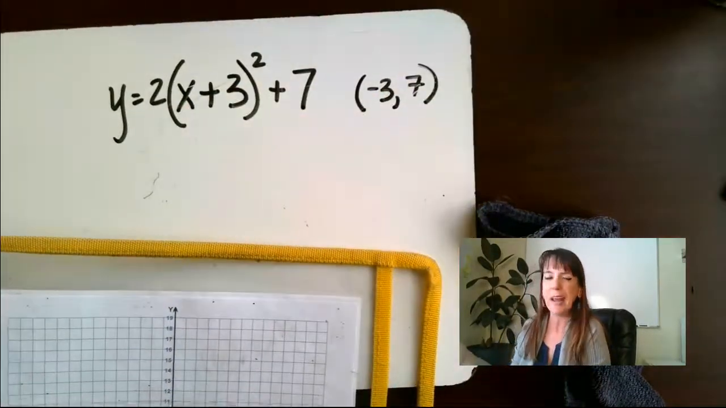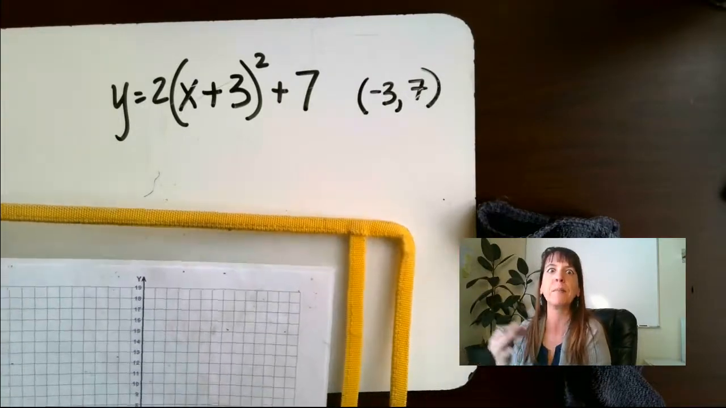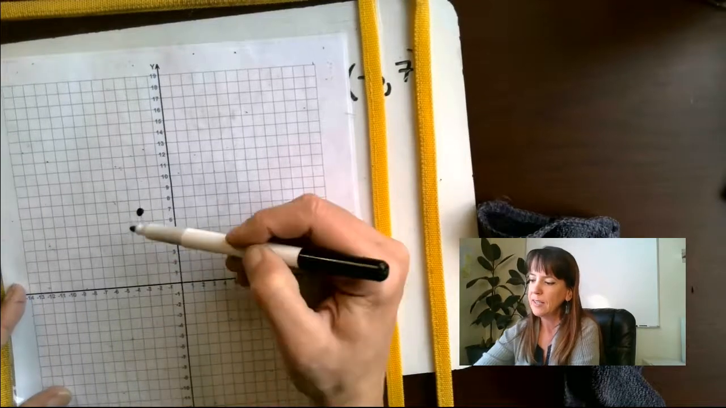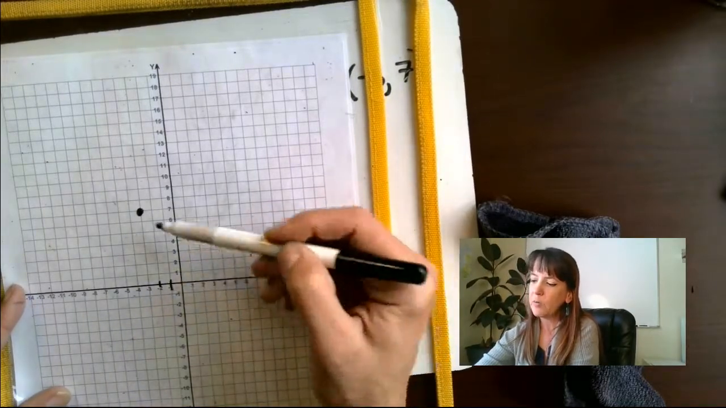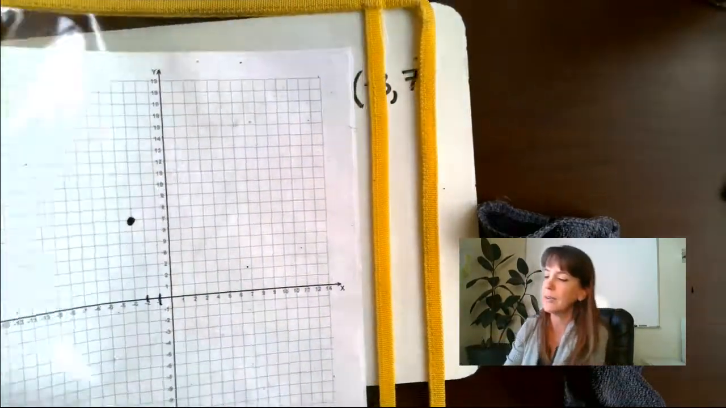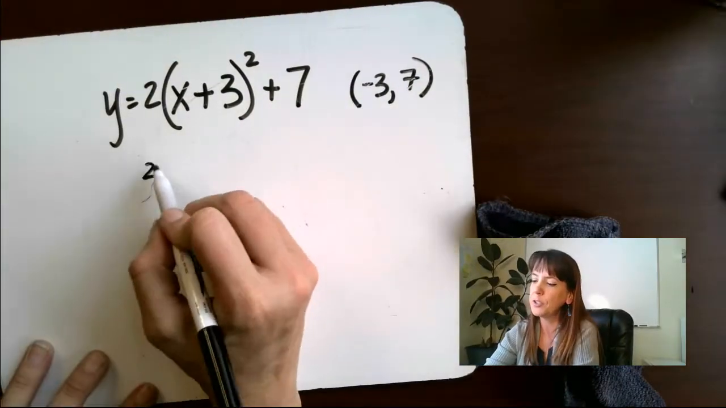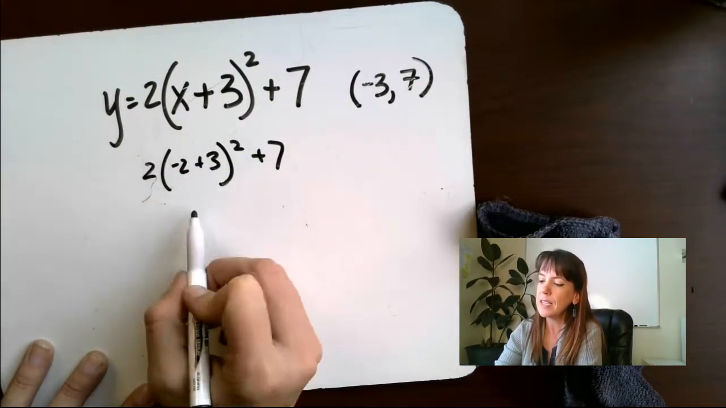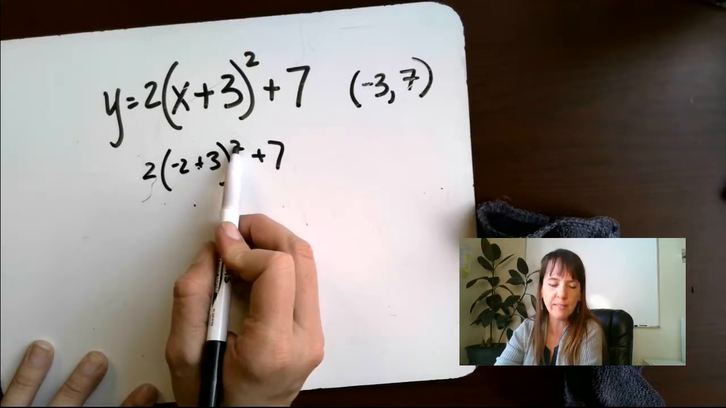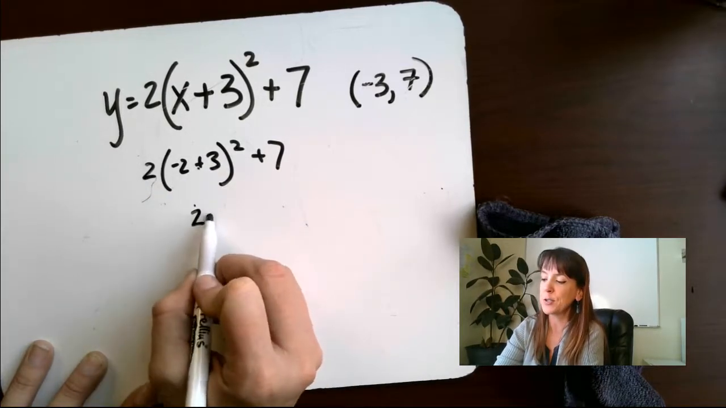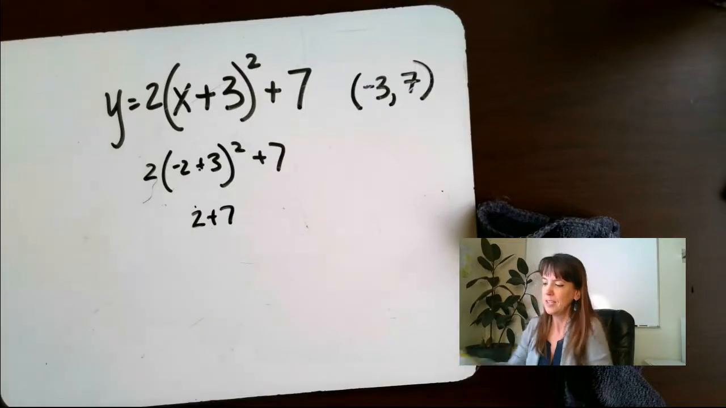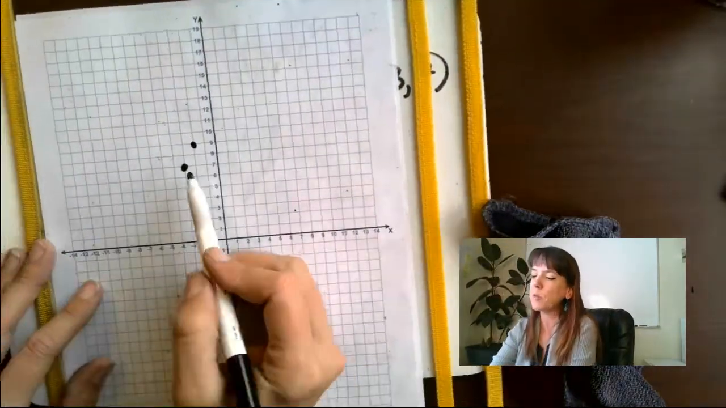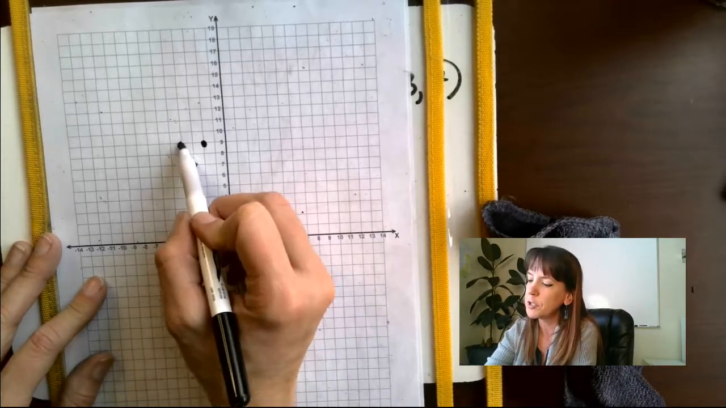But since we do have an A, it's a good idea to do an XY chart, but I am lazy. We don't have to do 5 numbers for an XY chart. All we've got to do is pick this guy here, negative 2, negative 1, and then copy it to the other side, right? So if we do that, we get 2 times (negative 2 plus 3) squared plus 7, right? This is going to be 1. 1 squared is 1 times 2 is 2. So 2 plus 7 is 9. So we go over negative 2, up 9 right there. Bam. That means on this side we're going to go over 1, up 2.